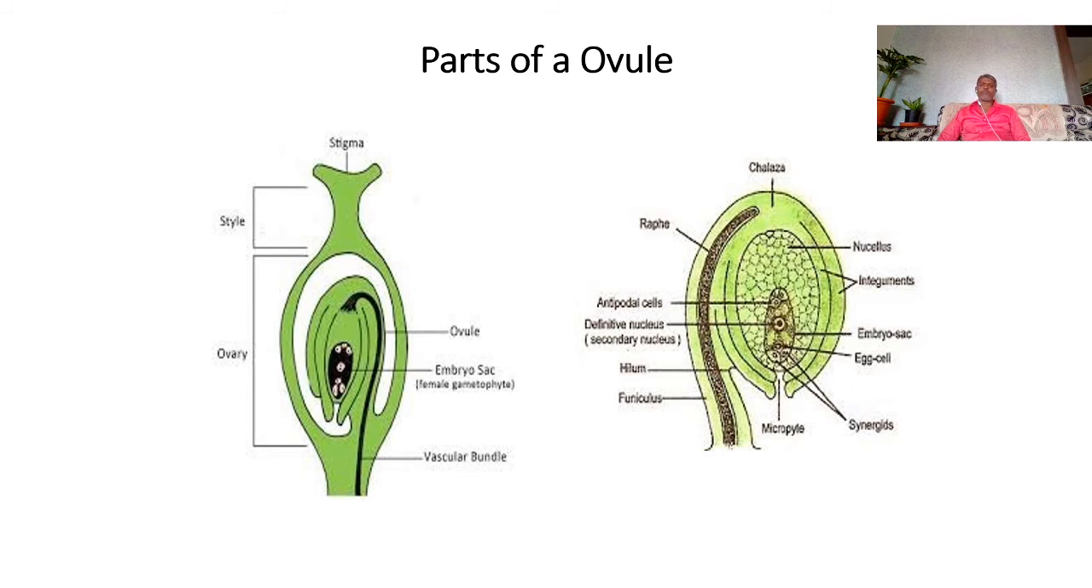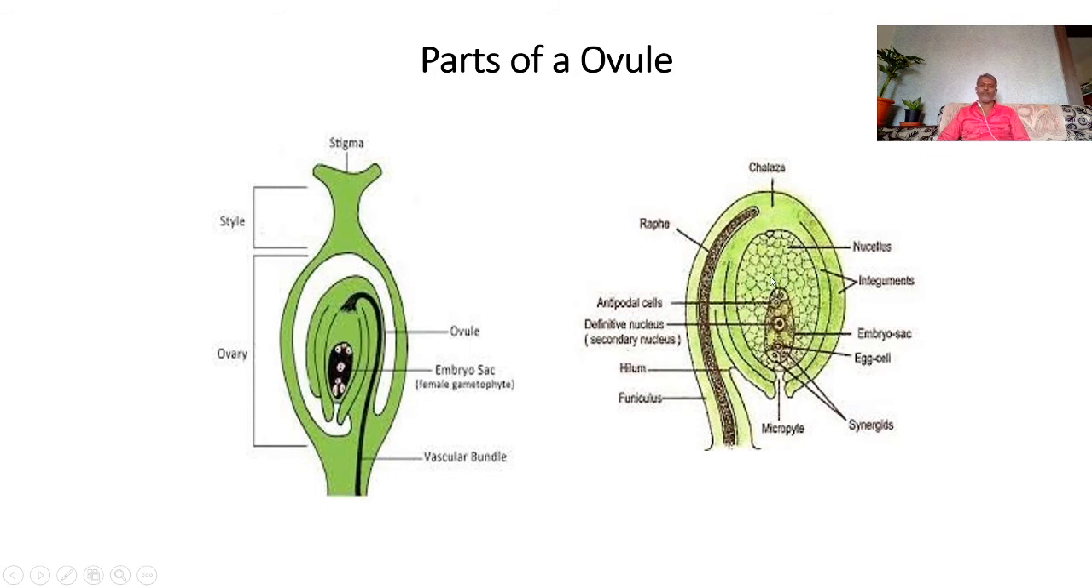Then two more structures, hypostase and epistase. Hypostase is a disc-like, a plate-like structure present below the embryo sac. If it is present below the embryo sac, it is known as hypostase. What is hypostase? A plate-like structure or a disc-like structure present beneath the embryo sac.